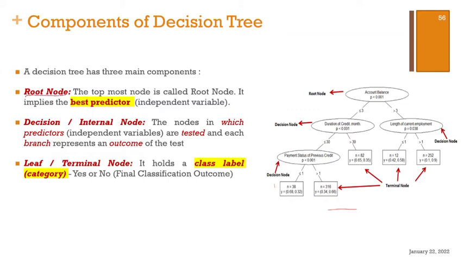The first one is the root node. The root node of a decision tree is the topmost node, which implies the best predictor. See, predictor means independent variable. It's another name for feature, so that you don't get confused. Feature, independent variable. It means a variable that doesn't depend on another variable, because we are actually using it to predict the output. So we also sometimes call them predictors.